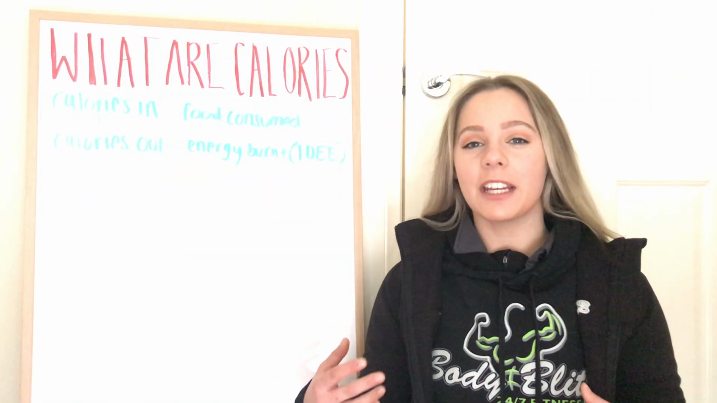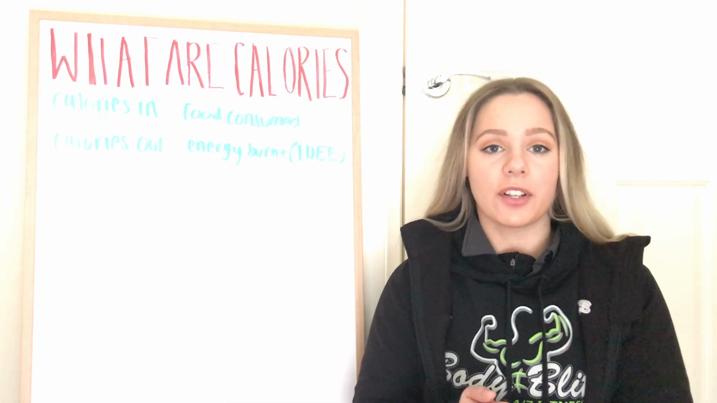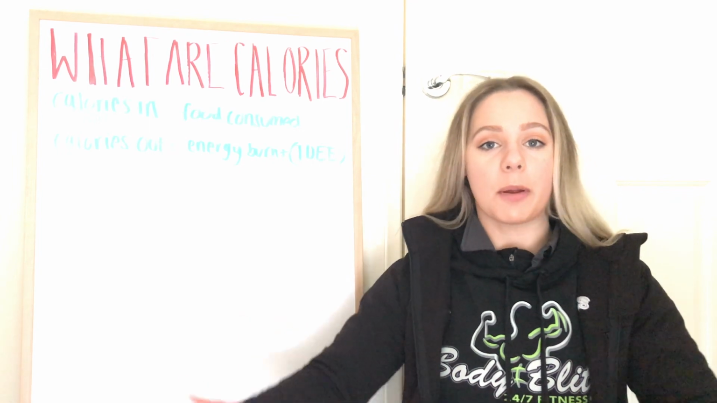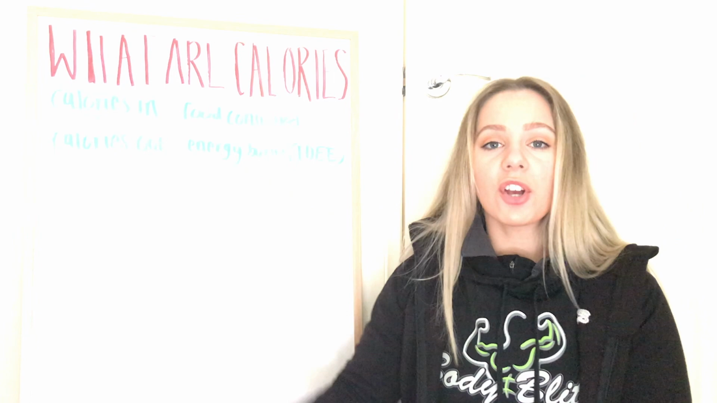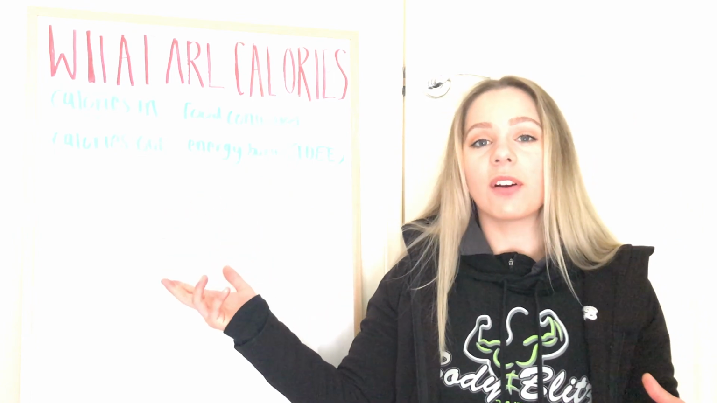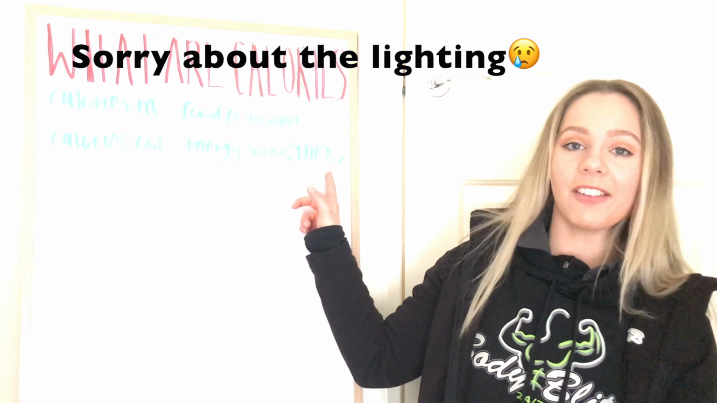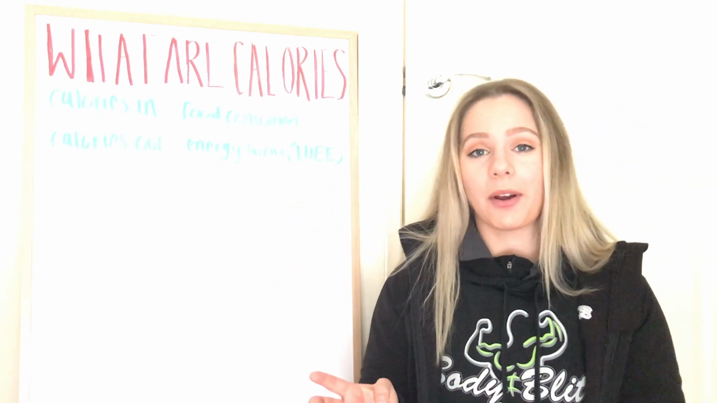So the calories in component is the energy that we get from food. The food that we consume day to day has energy, so we're providing our body with energy as we consume it, so it's going in. Your calories out is also known as your total daily energy expenditure. So I've got TDEE right there. And this is made up of 4 major components.